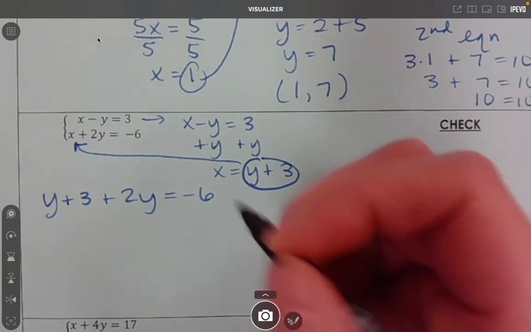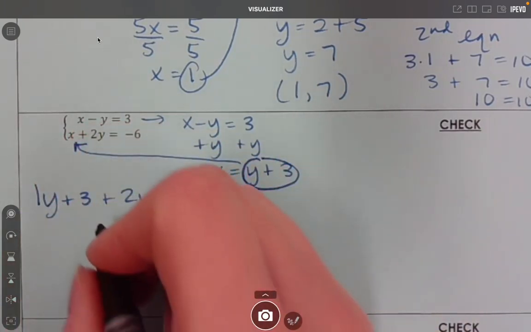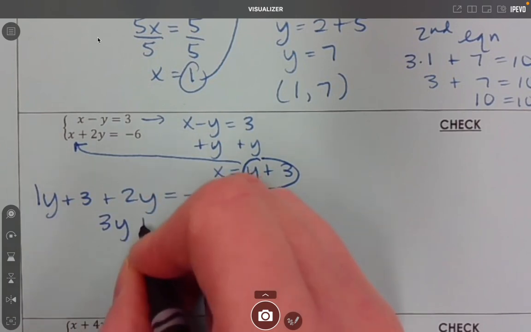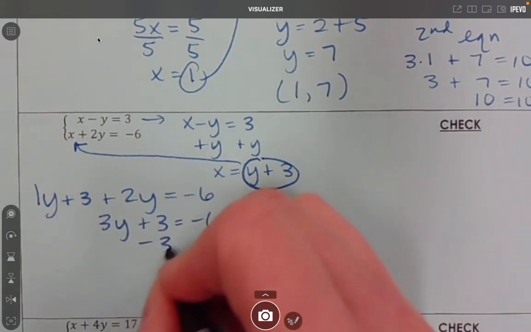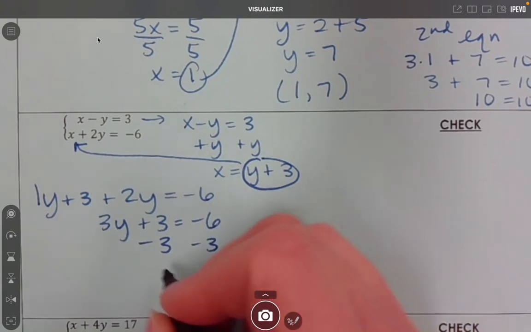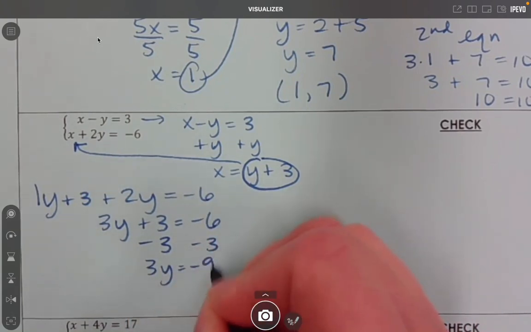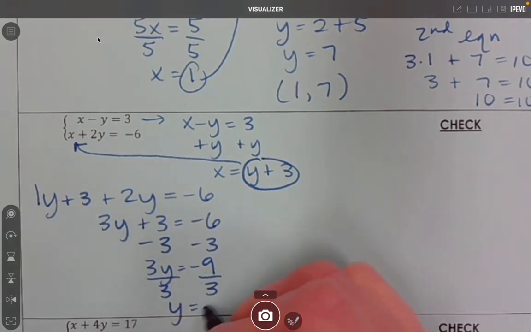So I can put my like terms together. I have a 1y here and a 2y. That's going to make 3y plus 3. And then we will subtract 3 on both sides. Negative 6 plus negative 3 is a negative 9. Divide by 3. Y equals negative 3.